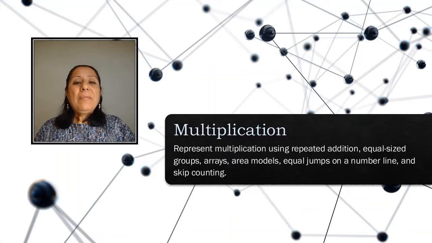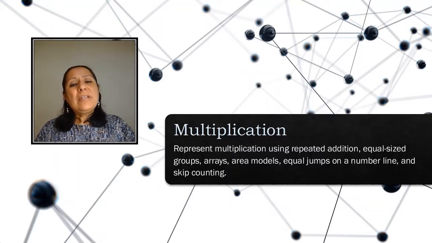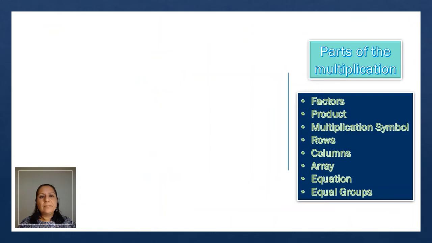Today we'll be reviewing multiplication and how to represent it using repeated addition, equal size groups, arrays, area models, equal jumps on a number line, and skip counting. To do that, we need to remember the important vocabulary that involves multiplication, like factors, product, multiplication symbol, rows, columns, arrays, equation, and equal groups.